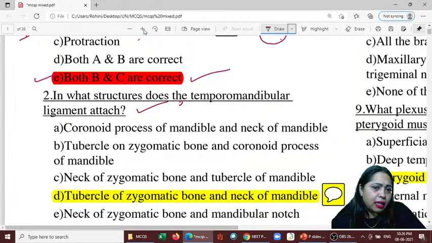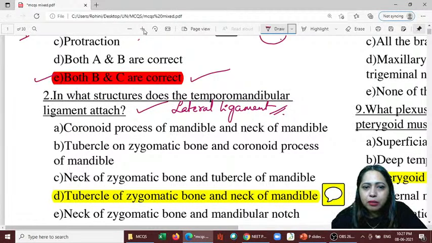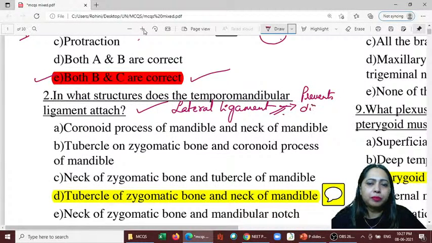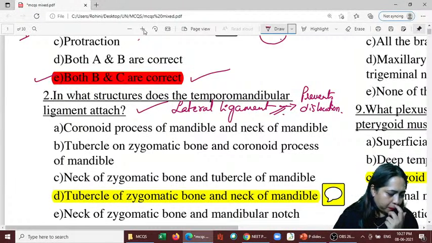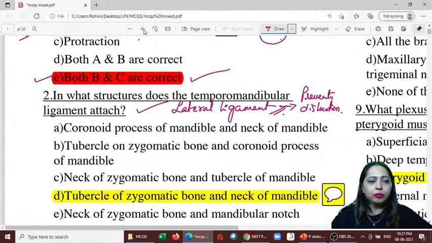It is also known as the lateral ligament actually. The other name for this is lateral ligament. So it is more famous. This word is more famous than the other one, that is temporomandibular ligament, and it is more known. Lateral ligament is one of the key ligaments that prevents dislocation. Next one. So here the answer is 2D.